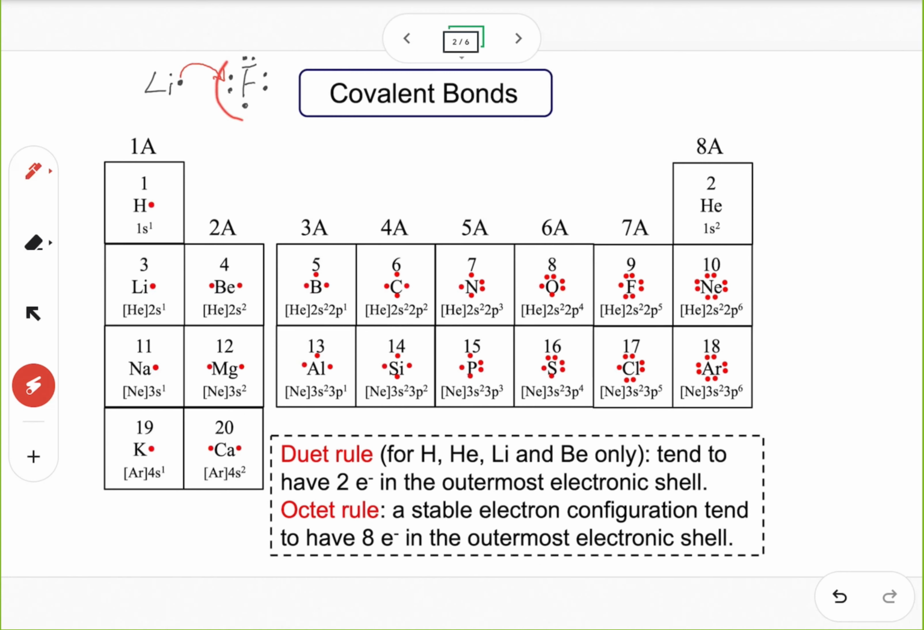Okay, and for fluoride, since it has 7 valence electrons, it has a tendency to accept 1 more electron, to satisfy the octet rule, which means 8 electrons in the outermost electronic shell for fluorine. Okay, so after the electron transfer process, lithium becomes lithium plus, fluorine becomes fluoride, and so the cation and anion will bind to each other to form lithium fluoride. Okay, so this is an ionic compound.